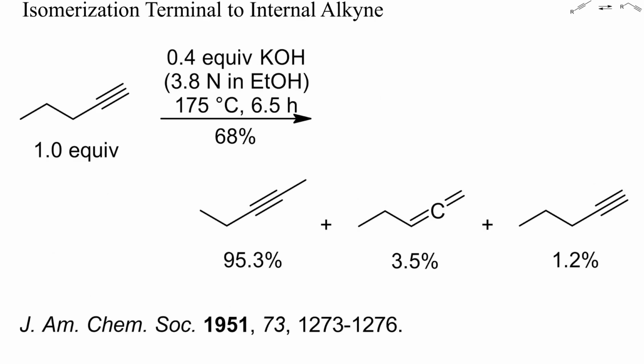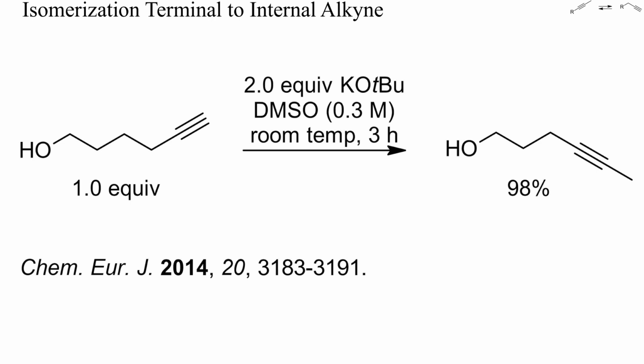Let's check some specific examples. 1-Pentyne, for instance, could be isomerized by heating with less than 1 equivalent of ethanolic potassium hydroxide. The main product was 2-pentyne, and only 3.5% of an allene was formed. In this example, despite the large amount of potassium tert-butoxide, again a complete isomerization to an internal methyl alkyne occurred. Here, the reaction already proceeded at room temperature and was finished after 3 hours.